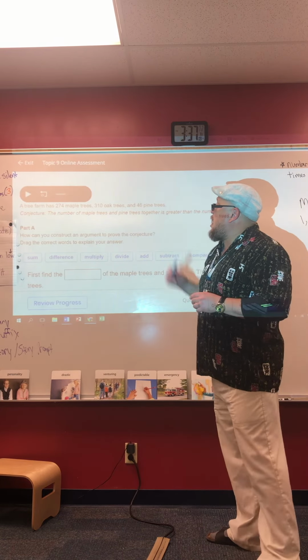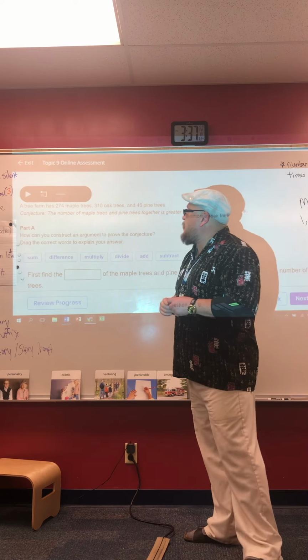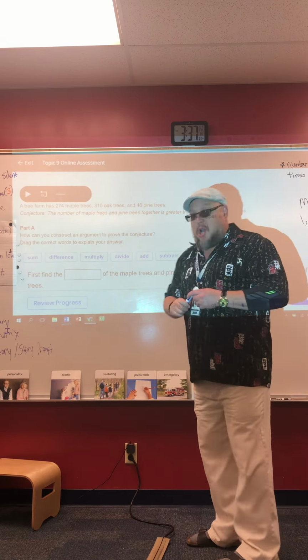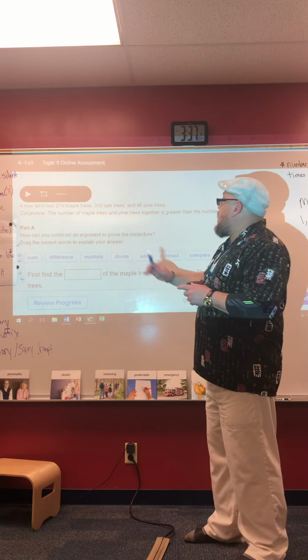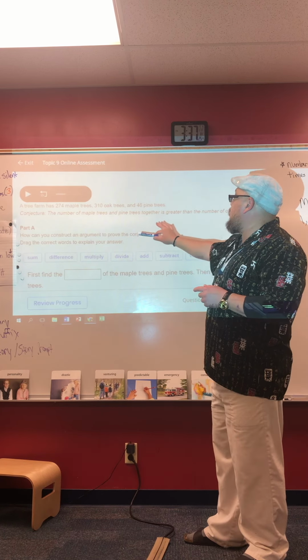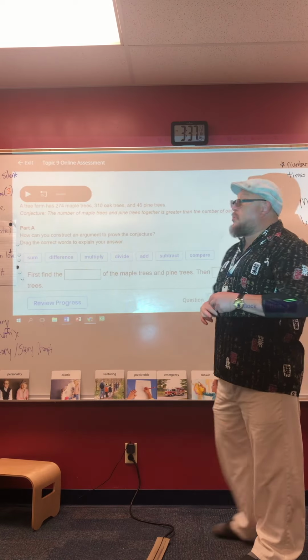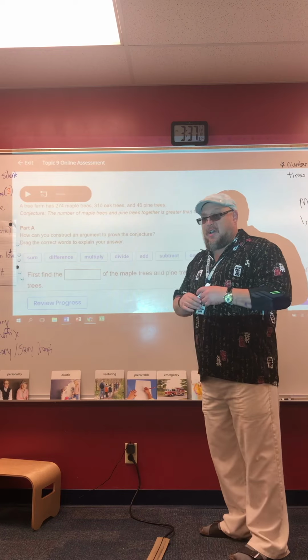So first of all, I'm going to read this to you because I don't know if you can see it on the board. It says a tree farm has 274 maple trees, 310 oak trees, and 46 pine trees. Then it says, how can you tell if the number of maple trees and pine trees together is greater than the number of oak trees? So I always tell them, what do we need to find out first?